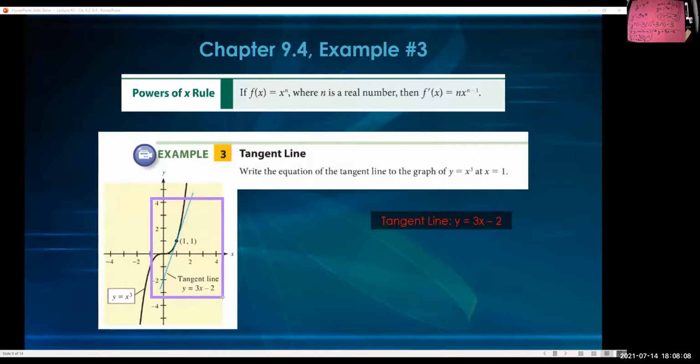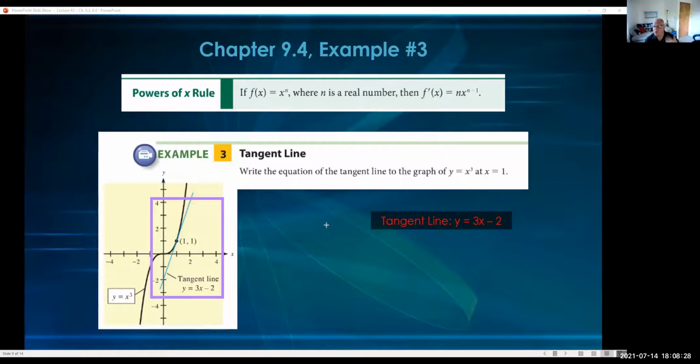Right? The blue line there is the tangent line. The point is a point that was selected on the graph to prove some kind of reasoning. At the specific point (1, 1), the tangent line has a slope of 3 and has an equation of 3x minus 2. We can use that for all different reasons.